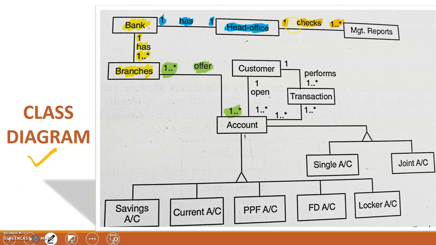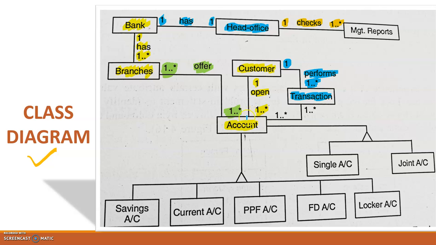The next is customer. One customer can open one or more accounts, right? Simple. Then one customer can perform multiple transactions. Of course, a customer can credit an amount, debit an amount, and can do so many things, right? Many types of transactions he can perform.